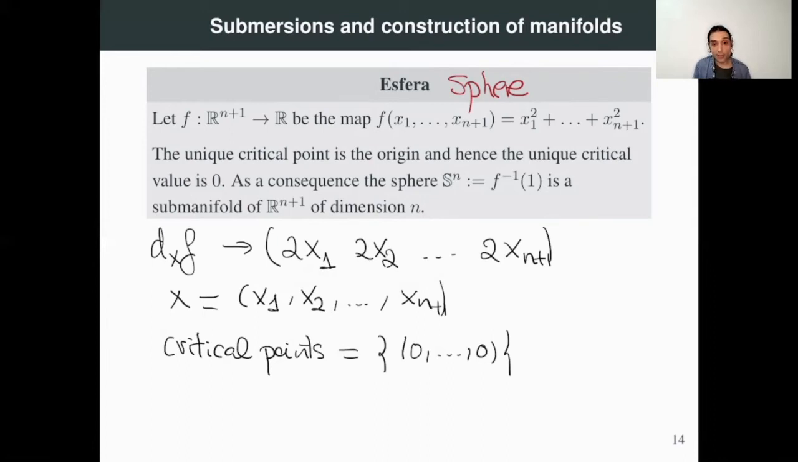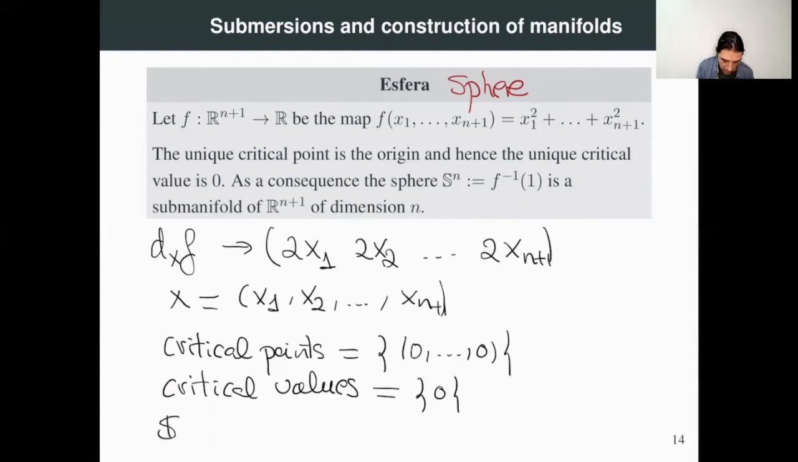And the critical values are the images of the critical points. The image of 0 is 0. So if we consider here the set of critical values, this set has just one point, the 0 point of the real line. And so if we consider the preimage of any point different than 0, that's going to be a submanifold of R to the n plus 1 of codimension 1, or in other words, of dimension n.